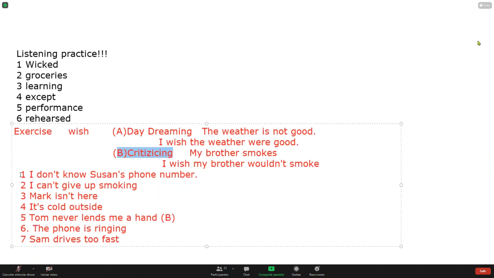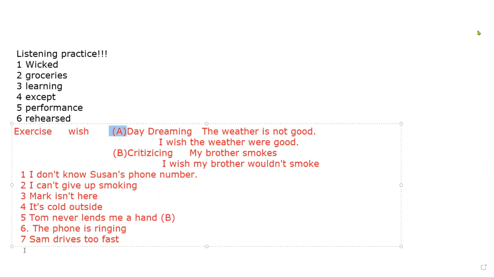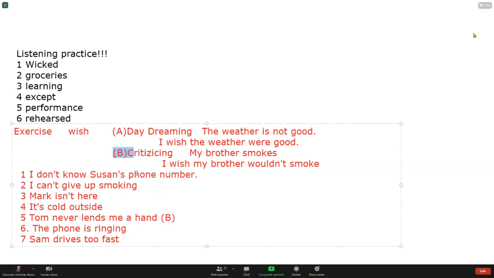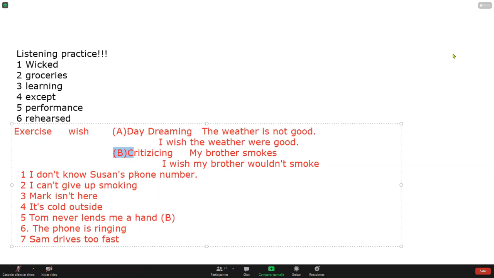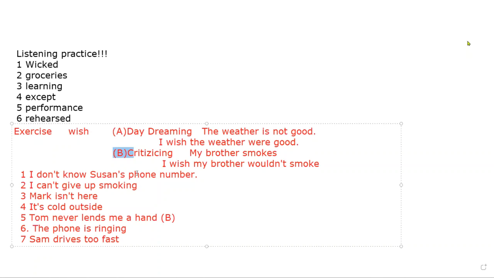Okay, well, so remember, sentences 1, 2, 3, and 4 will go with situation A, daydreaming. Sentences 5, 6, and 7 will depend on situation B, criticizing. Ready? Well, let me give you 5 minutes. Let's work individually, only individually. After those 5 minutes, I will let you work in small groups so you compare and share ideas and help each other. And then we will check the sentences here. Ready? Okay, so let me count 5 minutes.